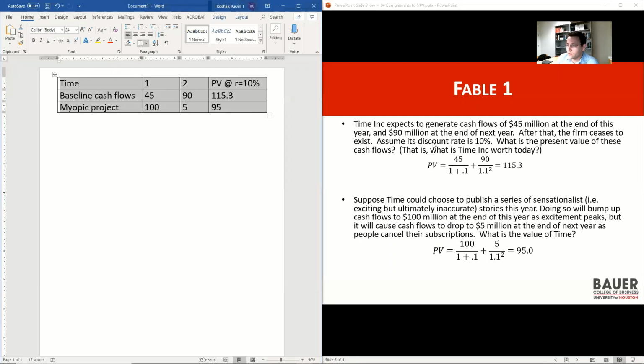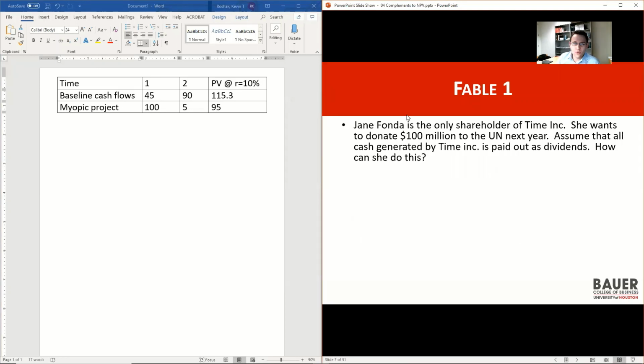These are the cash flows, very simple, nothing complicated here. I want to illustrate the Fisher separation theorem with these cash flows. How am I going to do that? I'm going to introduce our investor. The Fisher separation theorem is all about what's best for the investor. So suppose Jane Fonda is the only shareholder of Time. Jane Fonda is an actress, a philanthropist, activist. She wants to donate 100 million to the UN next year.